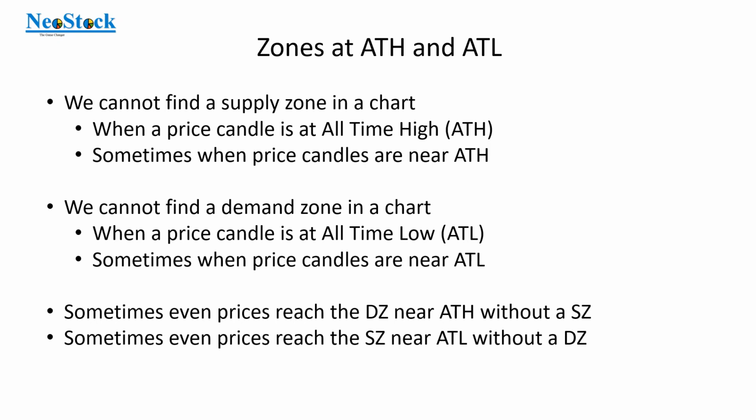And in general, the demand zone that is nearest to the all-time high is called the all-time high demand zone. In short, we call it all-time high demand zone. All-time high demand zone means the demand zone near to the all-time high. Similarly, the nearest supply zone at the all-time low is also called the all-time low supply zone. All-time low supply zone means that supply zone is nearest to the all-time low, and provided conditions also there. What is the condition? There won't be any demand zone.